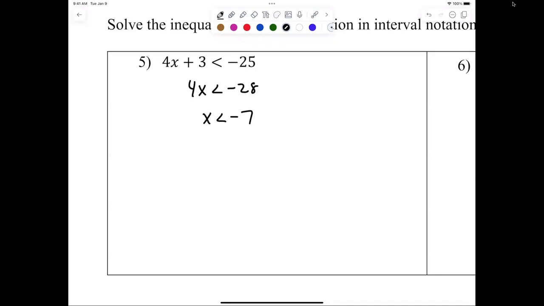Why wouldn't you flip the sign? Because I thought whenever you divide, you flip the sign. Nope, that's not what it says. When you multiply or divide by a negative, you flip the sign. We're not dividing by a negative. We're dividing by 4. Parentheses on both sides. That's correct. Like I said, if you're having trouble, just put -7 on a number line. Open circle going to the left. This is negative infinity. So we're going from negative infinity to -7.